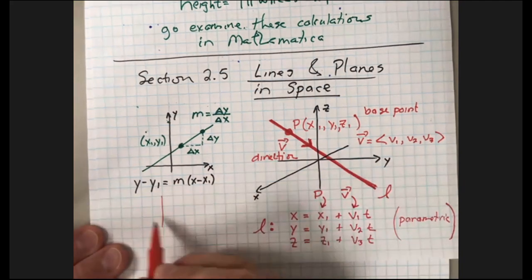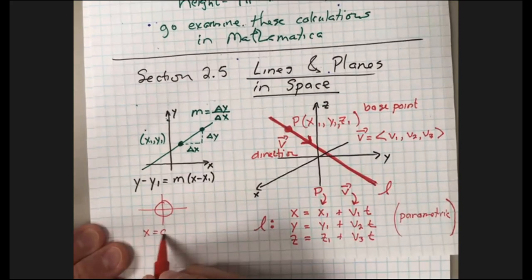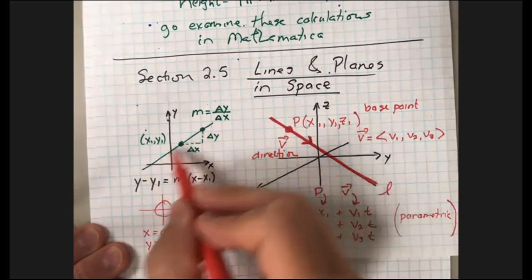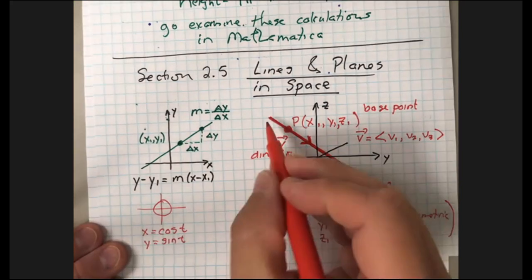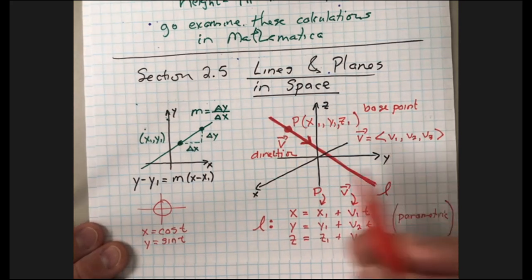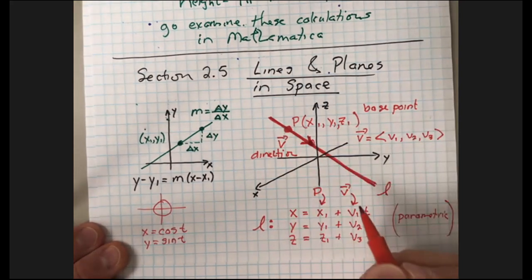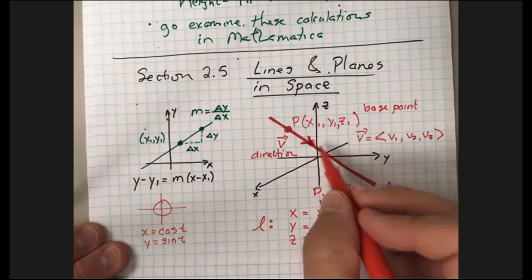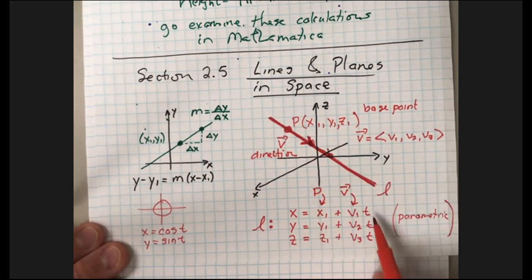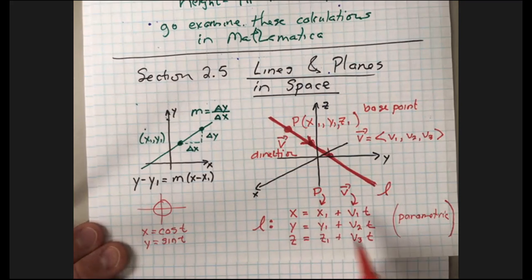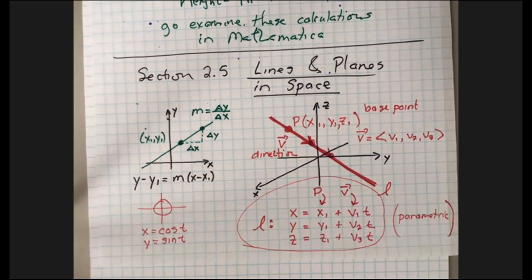And likewise, you've drawn things parameterized before in the plane, like X equals cosine T, Y equals sine T is a circle, right? You could parameterize this green line right here. I'm just describing where this train is at any given measurement of T. For example, if T equals 1, then this train has traveled 1 V vector down the track, because I'll be at X1 plus V1, Y1 plus V2, Z1 plus V3. If T is 2, then I've traveled 2 V directions down the track. If T is minus 1, then I've gone back towards the previous station. Right? So this is a way of describing a line in space.